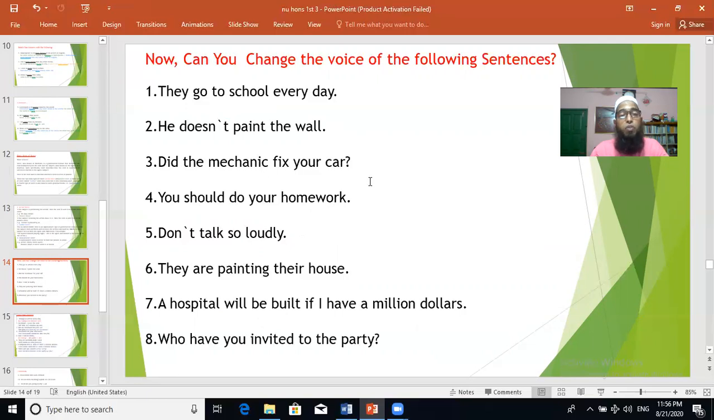Because voice change, the basic rules, you know: the subject takes the position of the object and the object takes the position of the subject. And usually we use the preposition by, and the main verb is always in past participle form in passive voice.